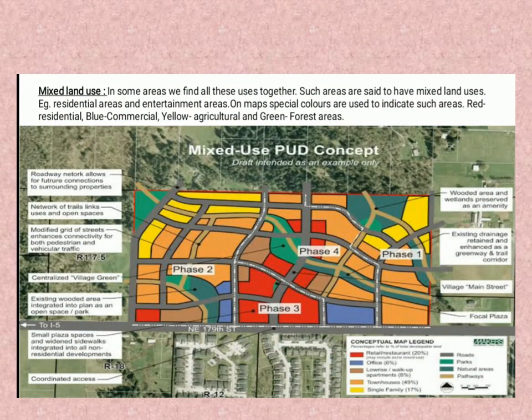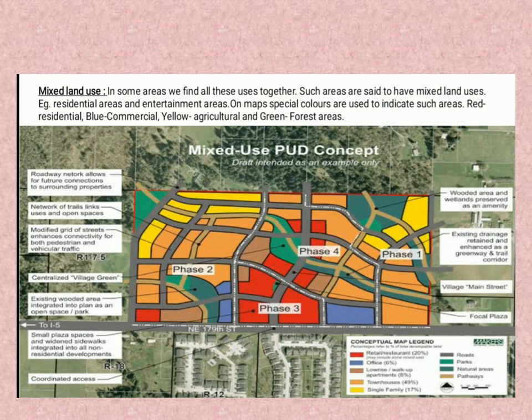Now all these types of land use, when they get mixed up, it is called mixed land use. Nowadays, township culture goes on increasing. So, in some areas, we find all these uses together. Such areas are said to be mixed land use. They indicate residential areas, entertainment areas, etc. And on maps, special colors are used to indicate such areas.